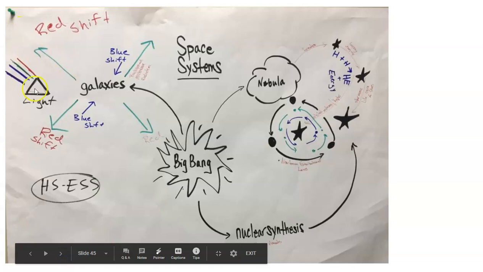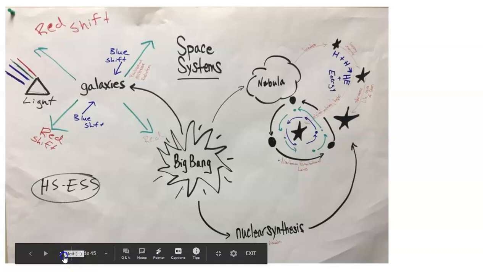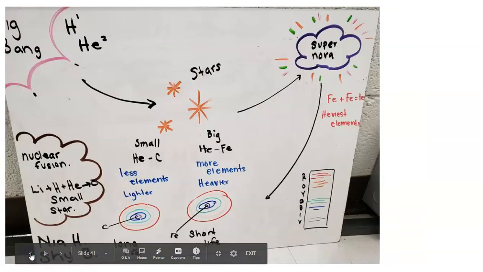Here's another one. This one shows the spectroscope, Big Bang, stars. They left out the supernova. You can see we're not perfect. So probably the best one to go off of is this one. All right, I hope that's helpful.